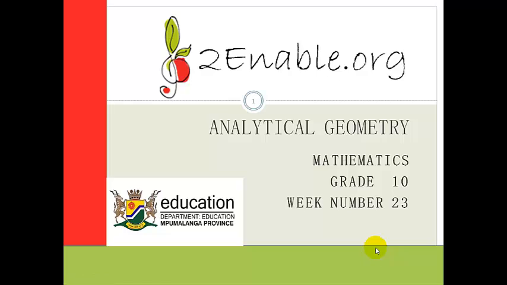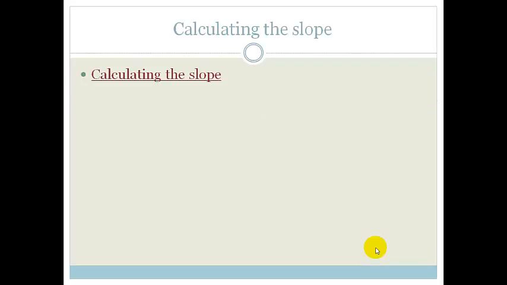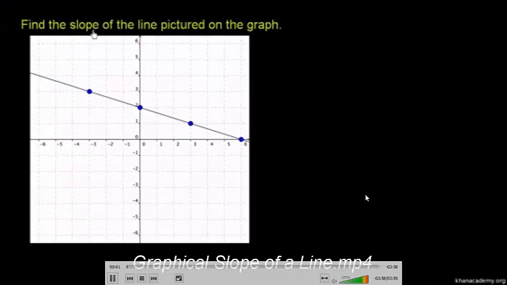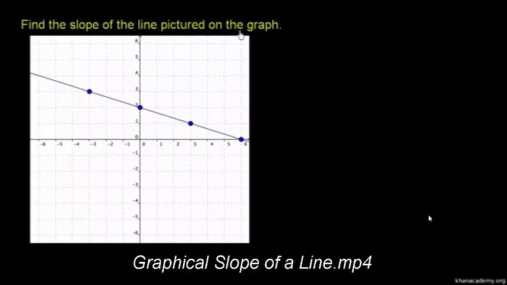We're continuing with analytical geometry, and today we're going to be looking at the gradient or the slope of a line. It means the same thing. So let's start by looking at how to calculate the slope. Find the slope of the line pictured on the graph.